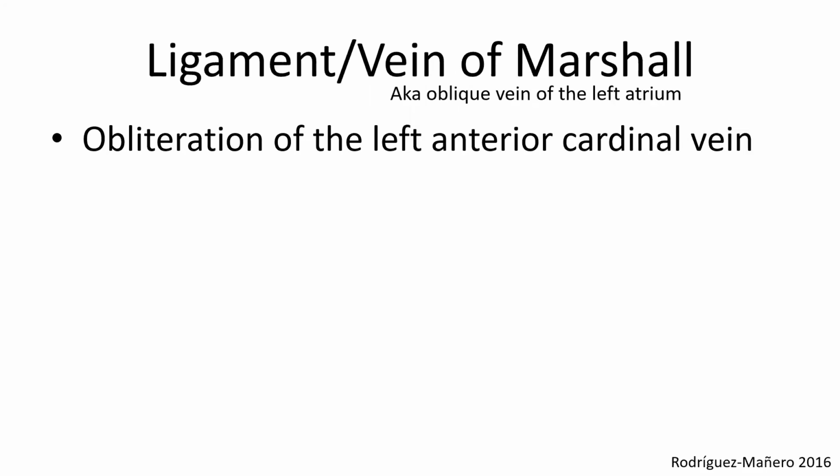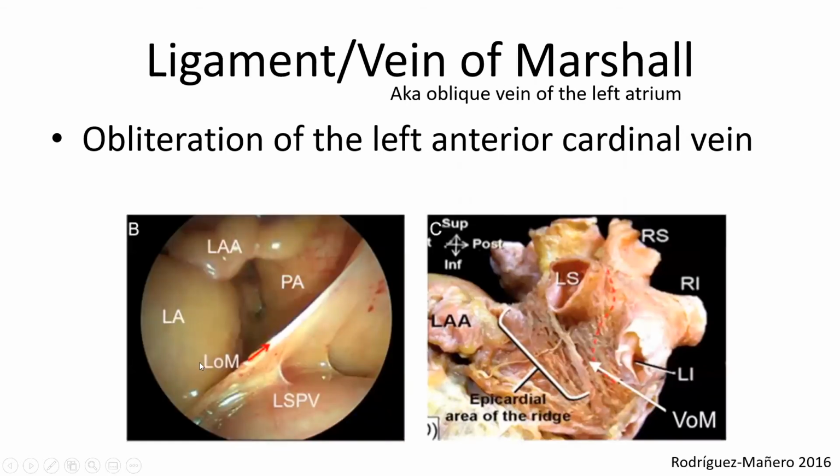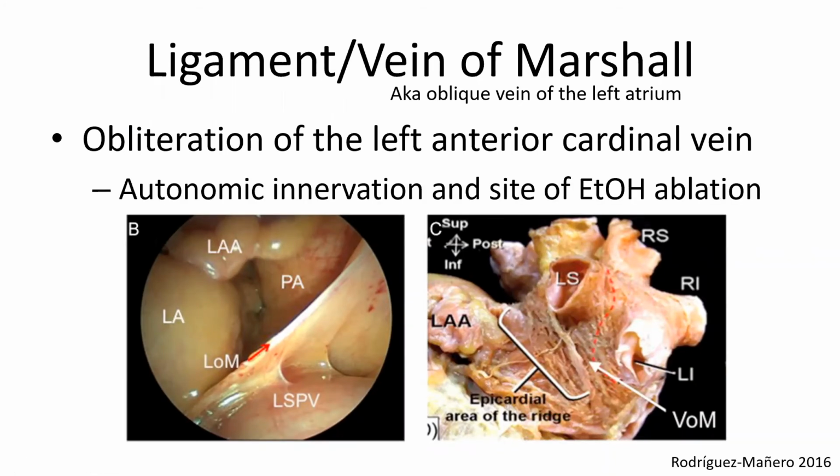The anterior cardinal vein, if it obliterates properly, becomes the ligament of Marshall and the oblique vein of the left atrium, or the vein of Marshall. A thoracoscopic picture shows the ligament of Marshall crossing through the heart. And then on gross specimen, you see the vein of Marshall bounded by the left atrial appendage, the mitral annulus, and the left pulmonary veins. And this vein is becoming of more interest as it's recognized for its autonomic innervation and for alcohol ablation in treating arrhythmias.